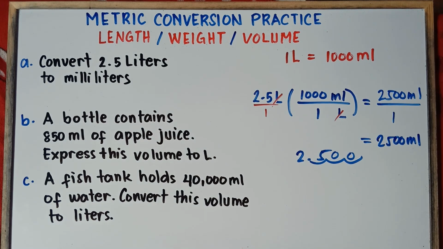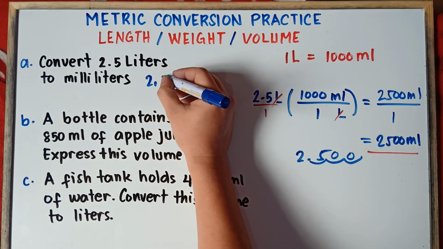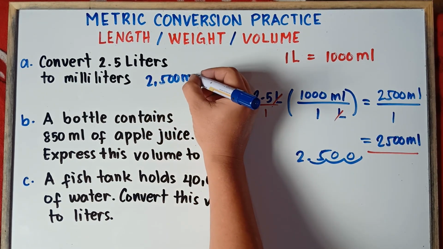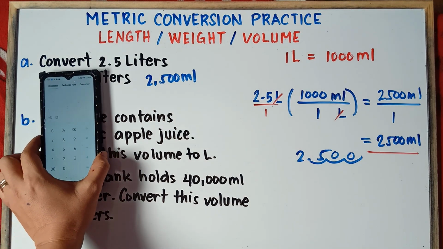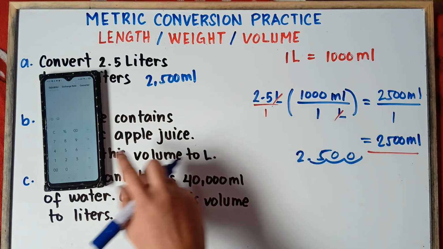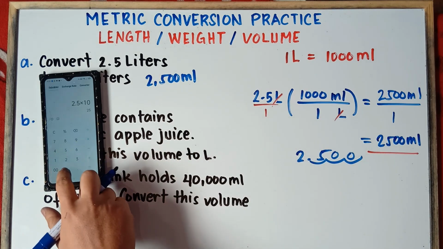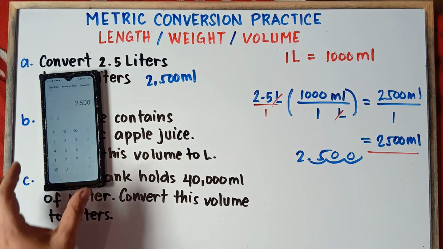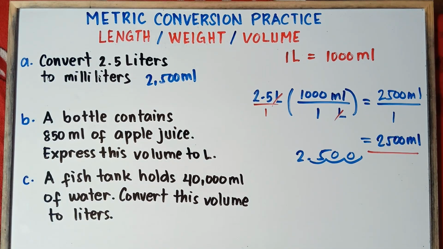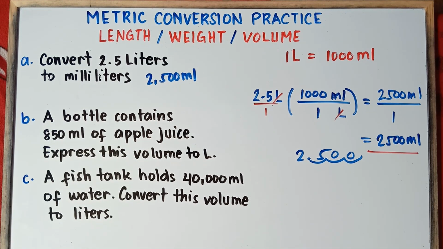That's it, class. That's the answer for letter A. 2,500 milliliter. So once again, class, you can use your calculator if the teacher will allow you to use calculator. 2.5 times 1,000. So you will have the same answer, 2,500. Alright, so that's the answer for letter A. So let's proceed now to letter B.